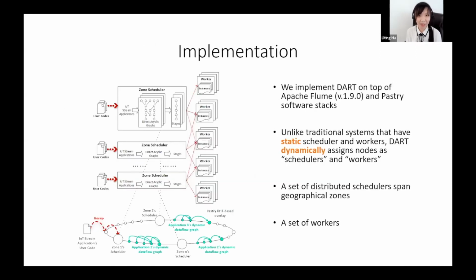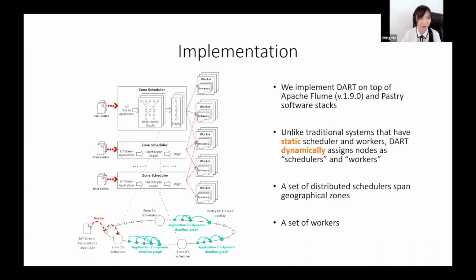And here is the implementation of the Dart system. Instead of implementing the Dart system from scratch, we implement Dart on top of the Apache Flume and Pastry software stack. Flume is a distributed service for collecting and aggregating large amounts of streaming data, which is widely used in the Kafka and Spark ecosystem. Pastry is a DHT overlay network, which is widely used in many peer-to-peer applications such as Bitcoin and BitTorrent. We leverage their excellent runtime system, routing substrate, and event transportation layer to implement the Dart system.